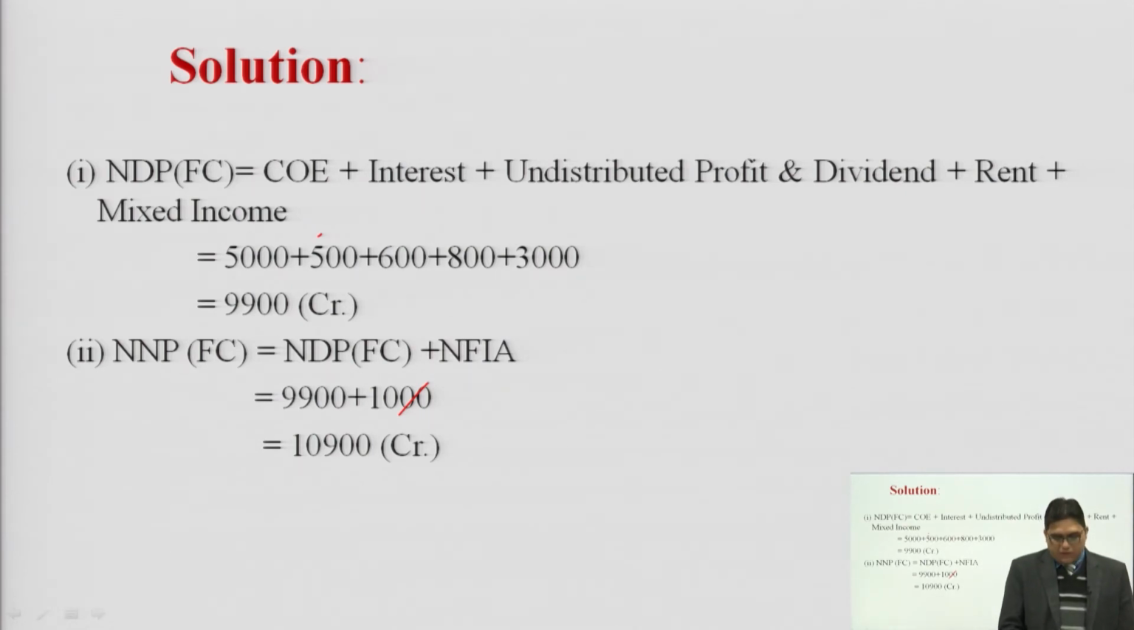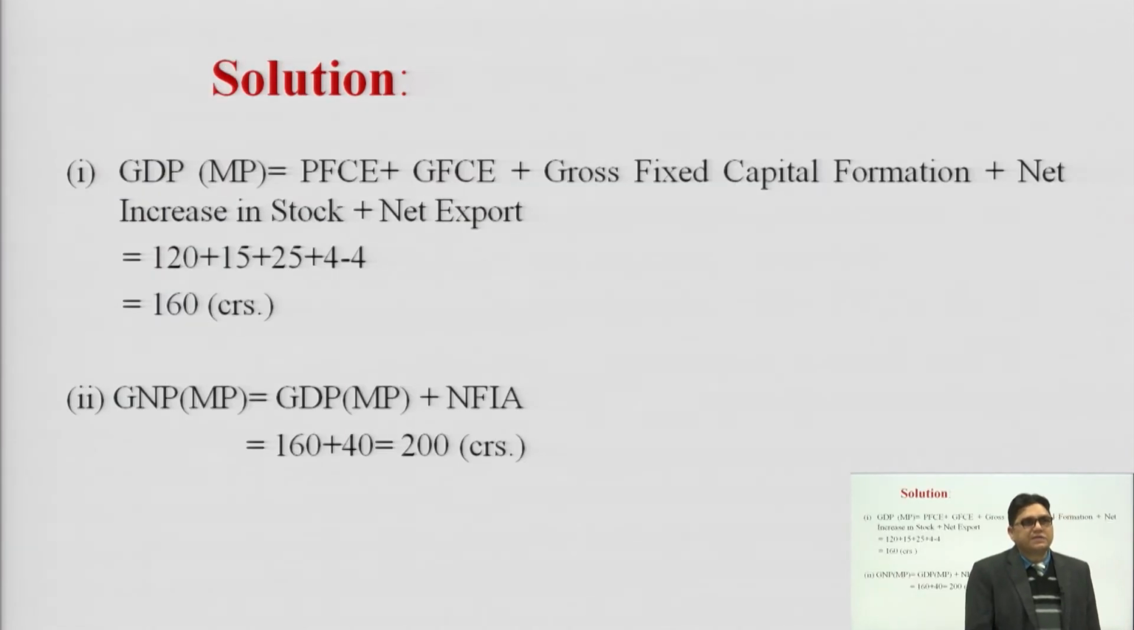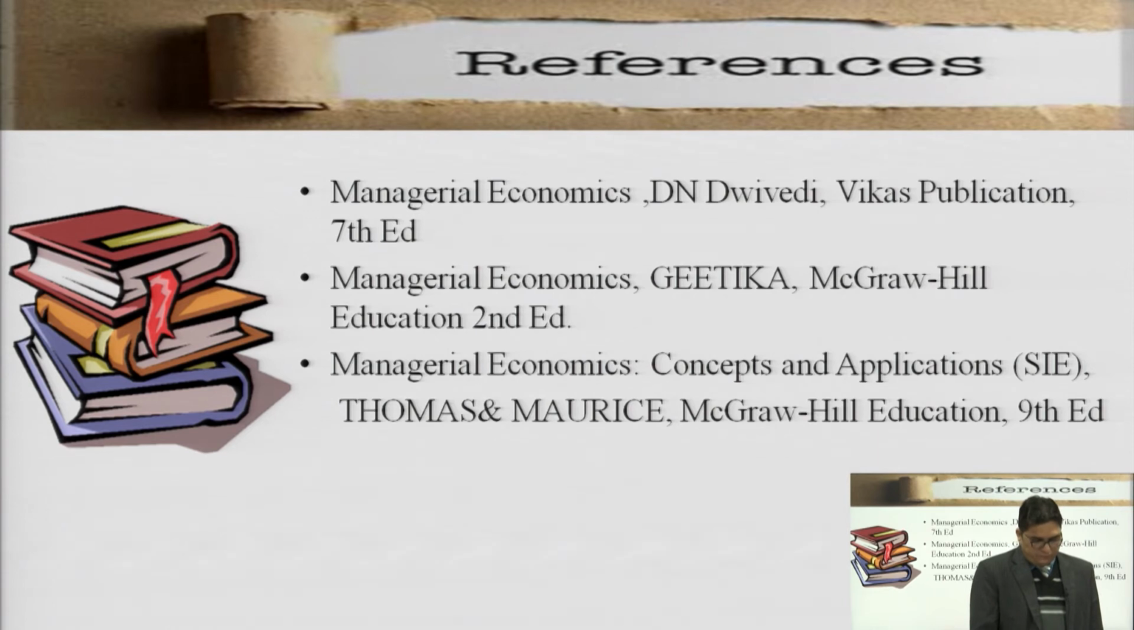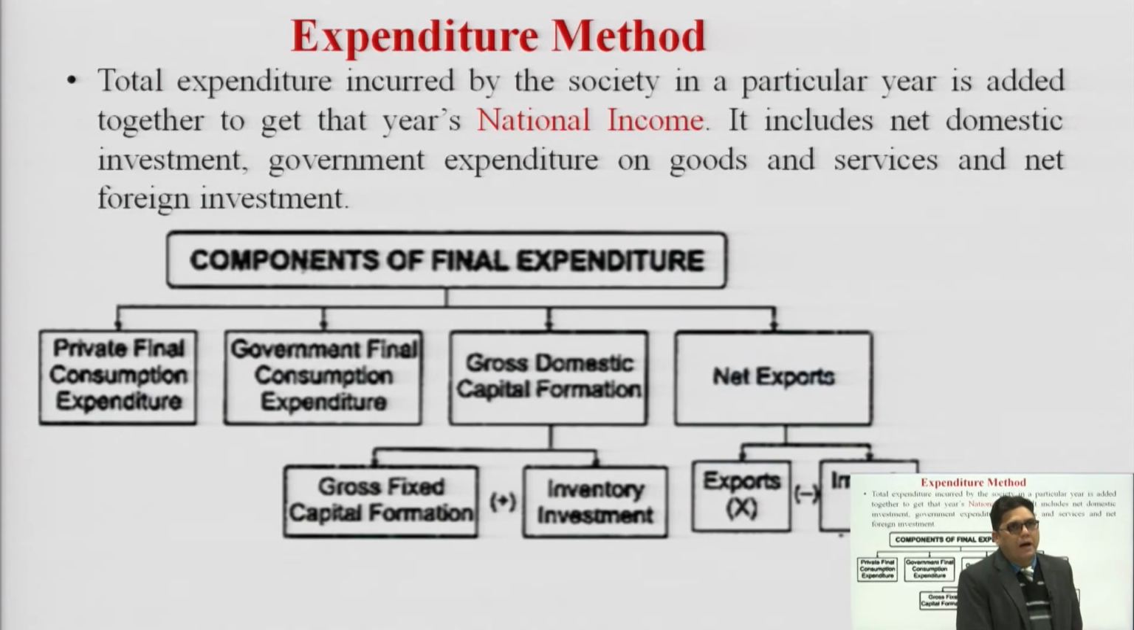Next, it is the expenditure method. In the expenditure method we need to calculate the expenditure made by all on all the items. The total expenditure incurred by the society in a particular year is added together, and that is the year's national income. It includes net domestic investment, government expenditure on goods and services, and net foreign investment.